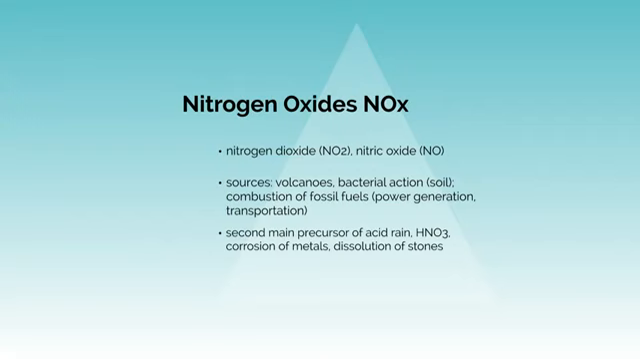Nitrogen dioxide is soluble in water and can be oxidized within the atmosphere to form nitric acid, HNO3, which is, along with sulfuric acid, H2SO4, considered to be acid rain.